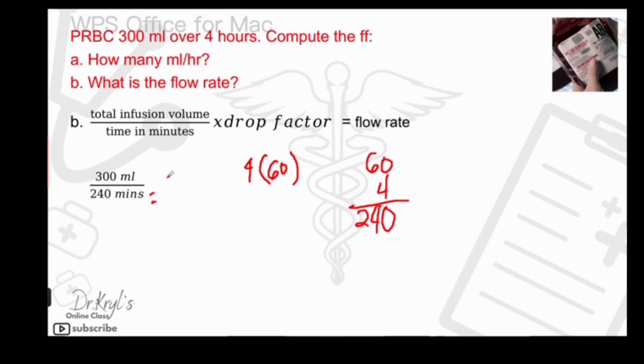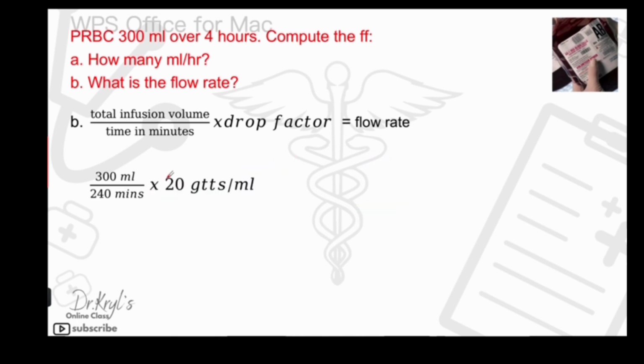So, what will be our drop factor? Sabi ko nga kanina, isa lang yung drop factor or isa lang yung administration set ng pang blood transfusion, that is 20 drops. So, 20 drops per ml. So, dito, pwede din naman natin munang 300 times 20. Nasa atin lang yon kung mas mabilis natin i-compute yon or 300 divide 240 muna tayo. Okay? So, cancel natin si ml, cancel si ml. Ang matitira na lang is drops and minutes. So, 300 divide 240 is 1.25.